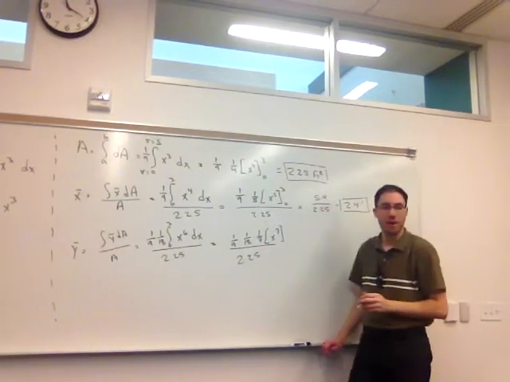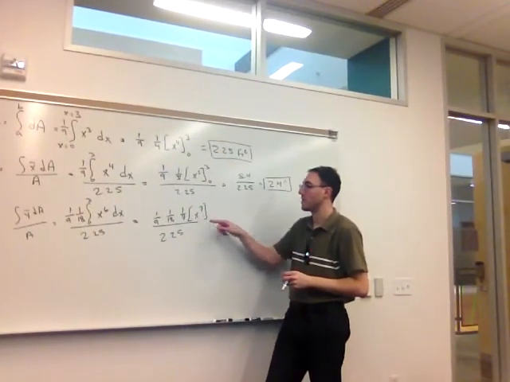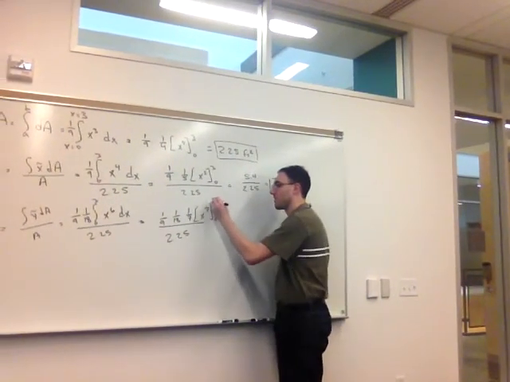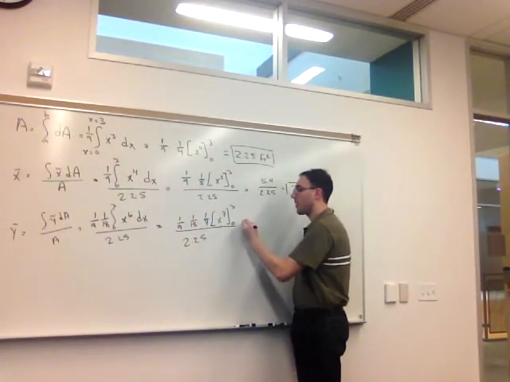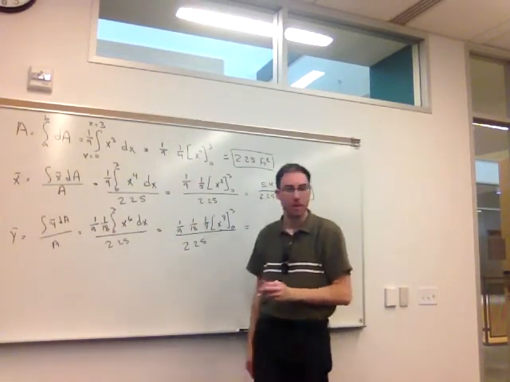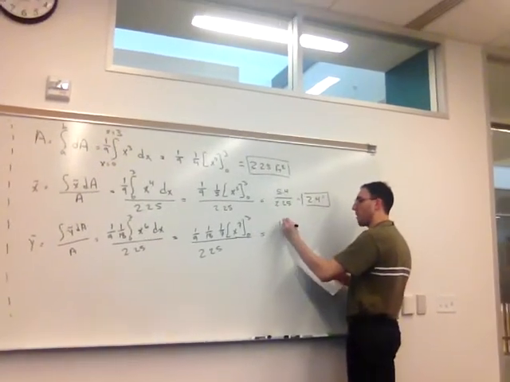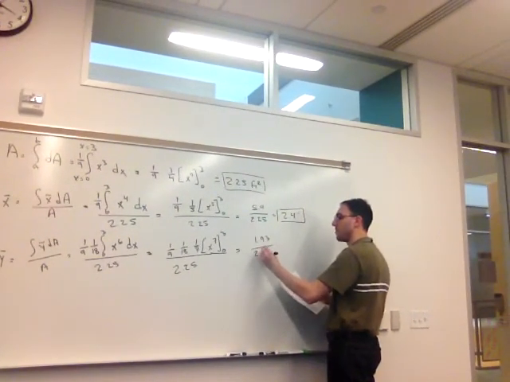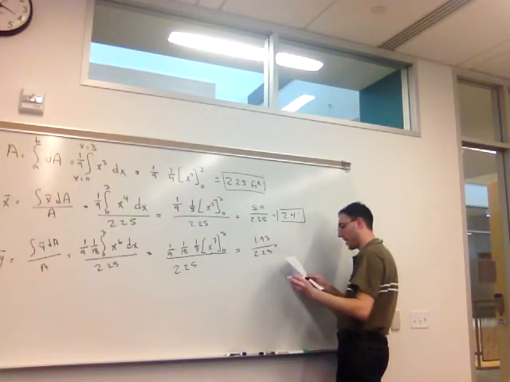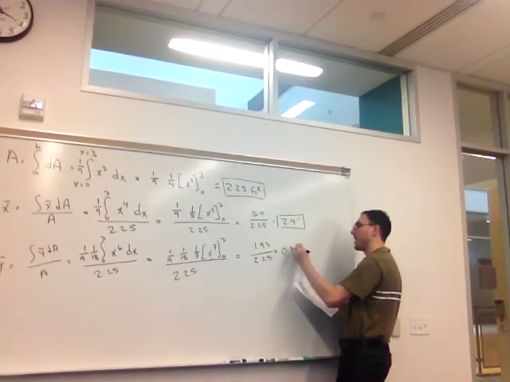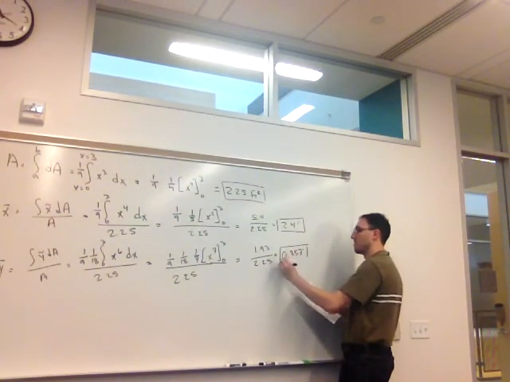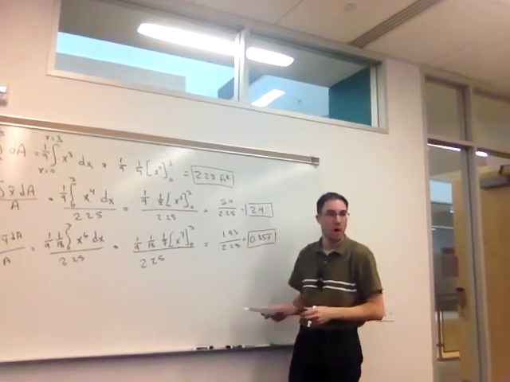Taking the antiderivative of x to the 6th, I get 1/7 x to the 7th. Evaluate that at those different bounds, 0 and 3. That is going to give me 1.93 over 2.25, which simplifies down to 0.857 feet as my y bar value.